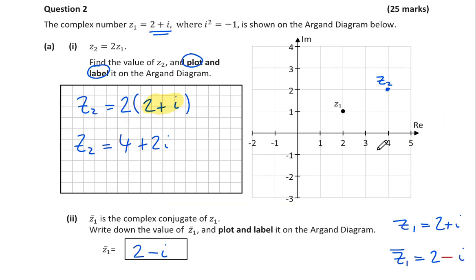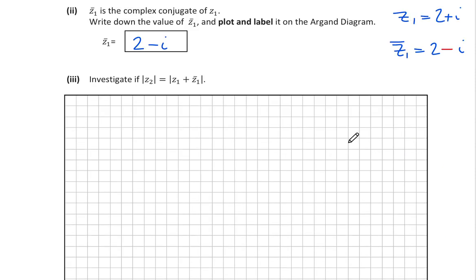In case it ever comes up in the exam, I think it did come up last year, remember that the conjugate is a reflection of the complex number in the real axis. So it's a reflection. From here to here is 1, from here to here down is 1. And as I said there, the complex conjugate of Z1, which you're not asked for, is 2 minus i. Okay, so that's just showing that.